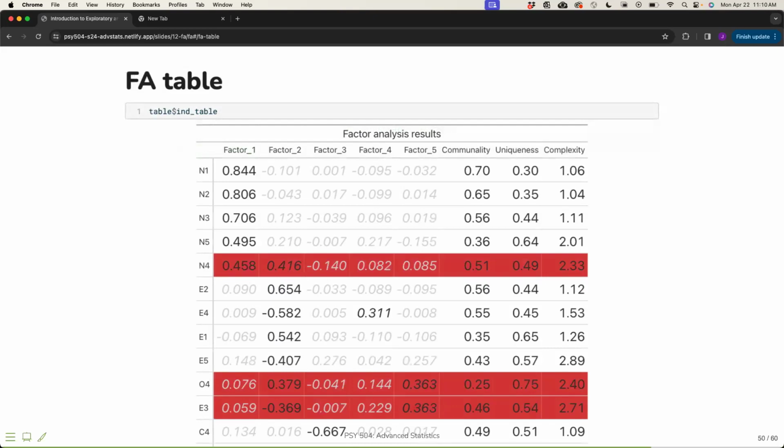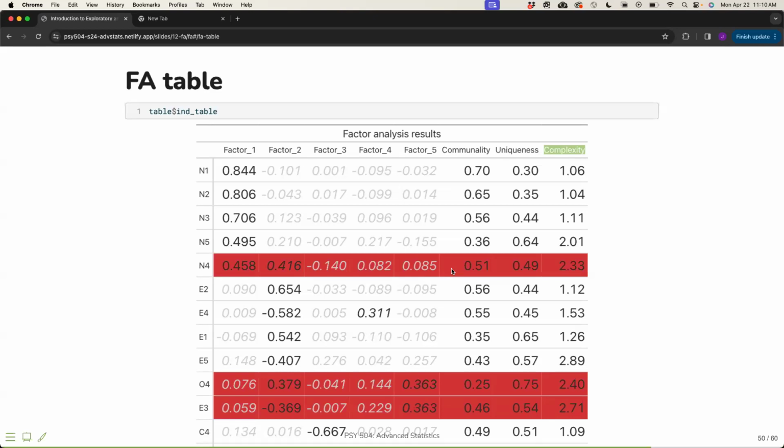So obviously we have to do some cleaning up. Factor 1, factor 2 is not really meaningful. So we would change these to neuroticism and extroversion and so forth and so on. But it gives you everything that you'd want to report in a paper. So it gives you communality, it gives you uniqueness values and also complexity values. And what I like about this too is that it highlights items that cross-load on multiple factors here. So it'll highlight in red.